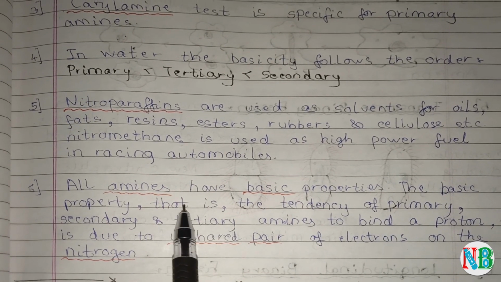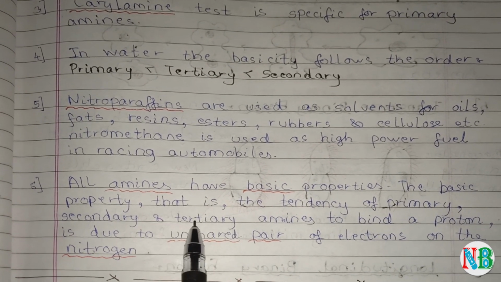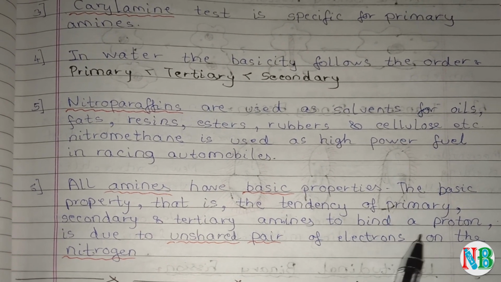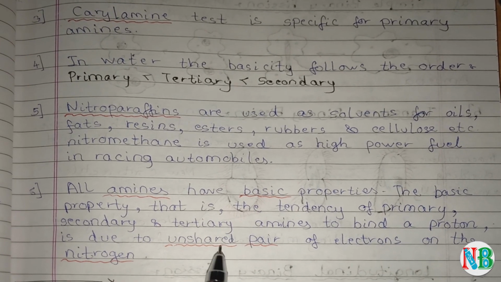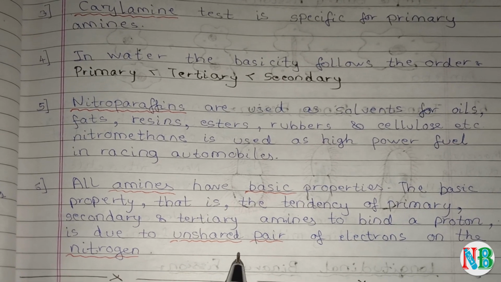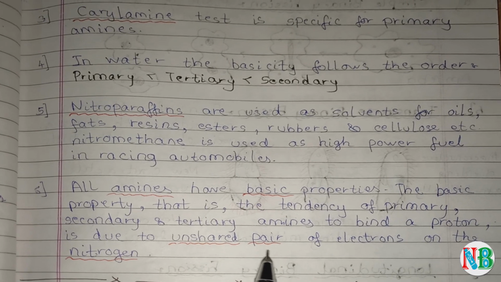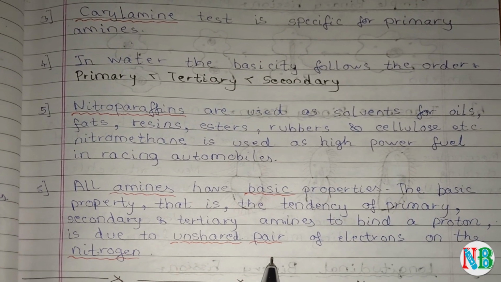The basic property, that is the tendency of primary, secondary and tertiary amines to bind a proton, is due to the unshared pair of electrons on the nitrogen. As nitrogen contains a lone pair, it can bind with any compound by sharing or donating the lone pair.